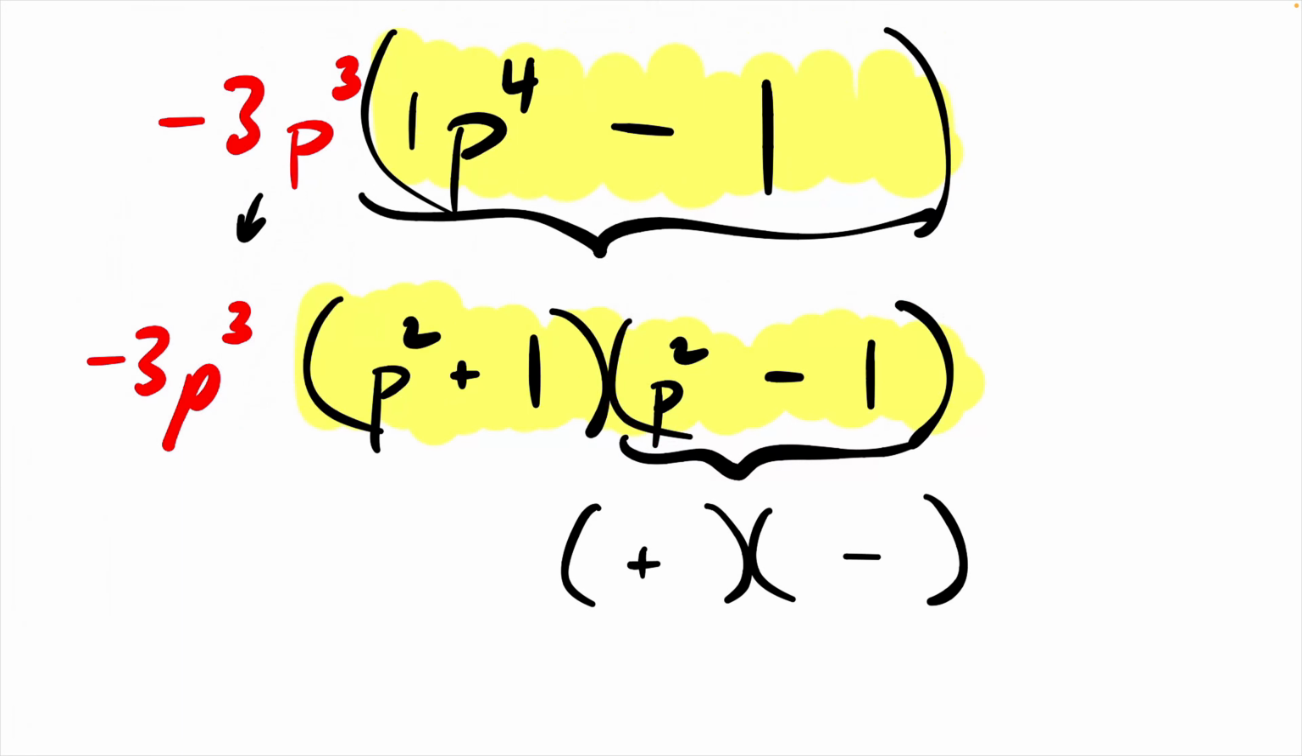So the better you are at this, I want you to do these in your head because that'll make it easier. So what would go in front of the plus, in front of the minus? Just 1p, right? Half the power. And what goes to the right of the plus and the minus? 1. Everything else comes down.